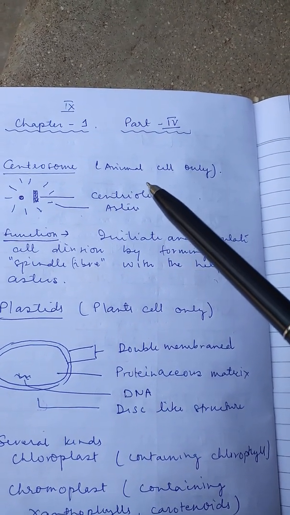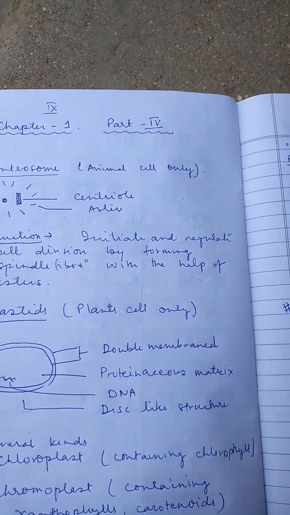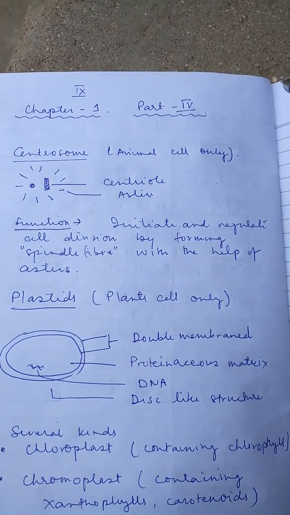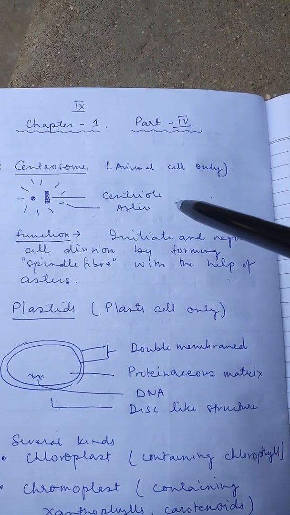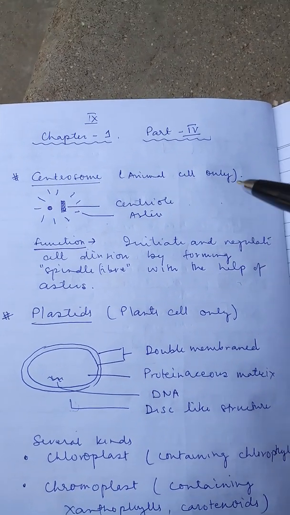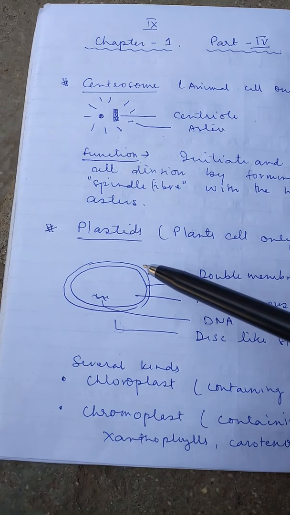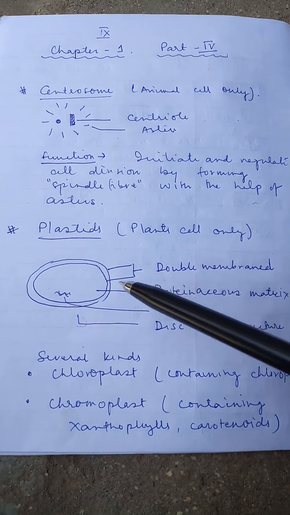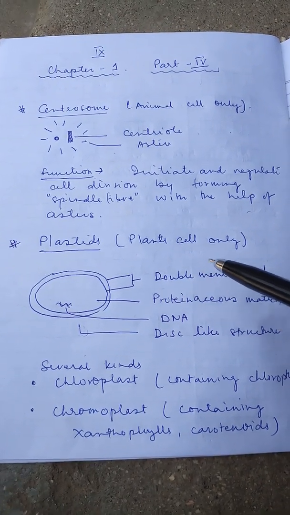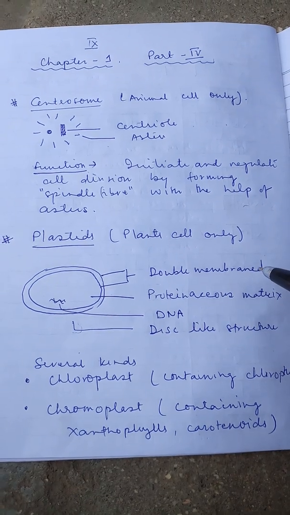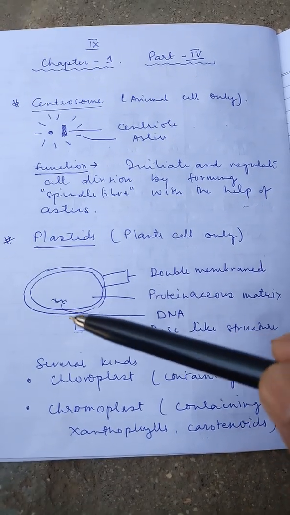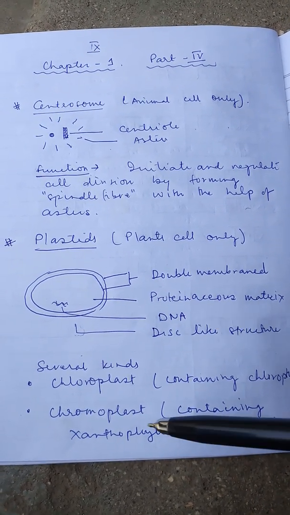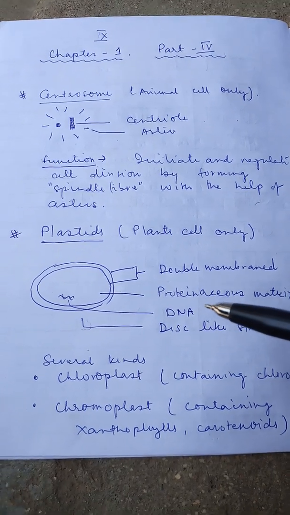So one question arises: how do plant cells divide? In the case of plant cells, a special structure, microtubules, forms, and these microtubules initiate and regulate cell division in plants. Now come to the next organelle, plastid. Plastids are organelles found only in plant cells. It is a structure surrounded by two membranes, that is, a double membrane, and the matrix is made of protein, hence it is a proteinaceous matrix. It contains DNA and the shape is generally disc-like.